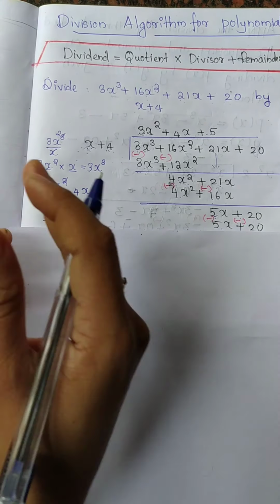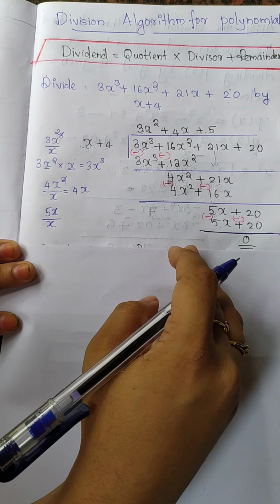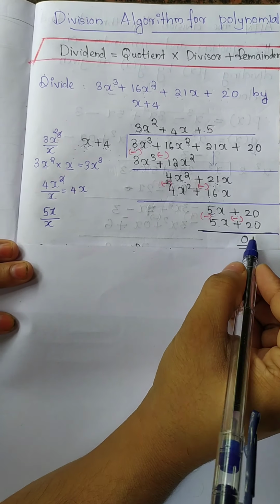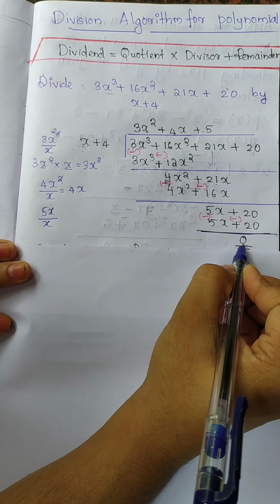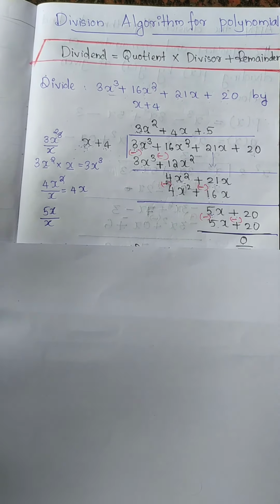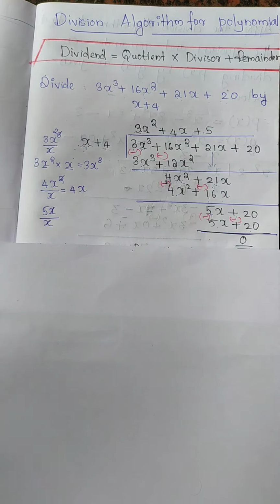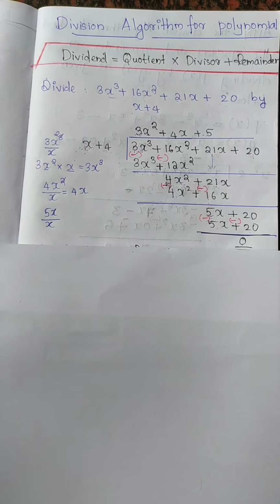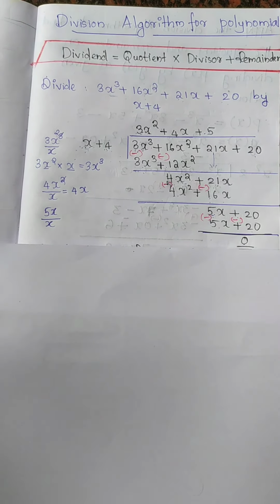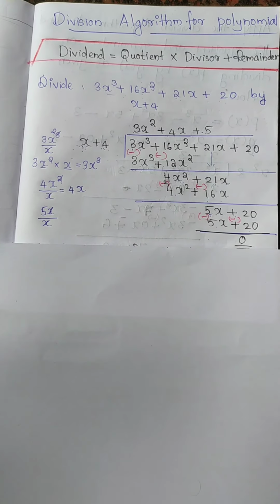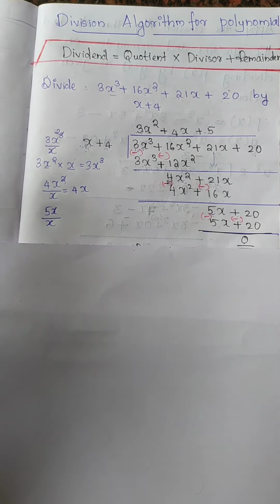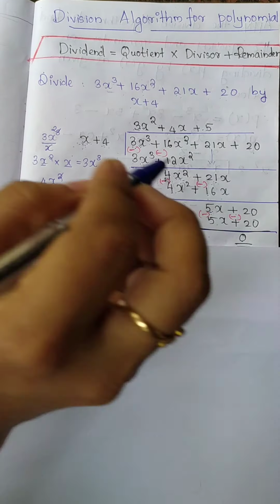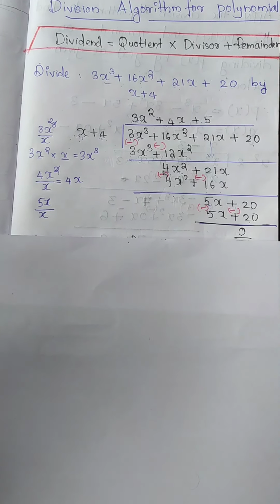Then again subtract this. What do you get? 5x minus 5x, 0. 20 minus 20, you get the answer as 0. So this is the repetition process. If any other term is left, we have to continue this process till the degree of the remainder is less than the degree of the divisor. Just look at this remainder. It is 0, which is less than the degree of the divisor.